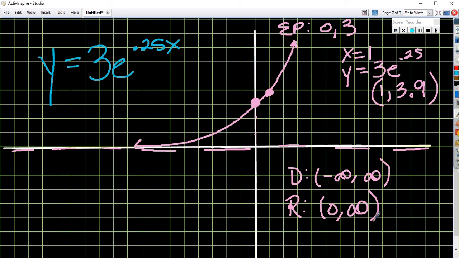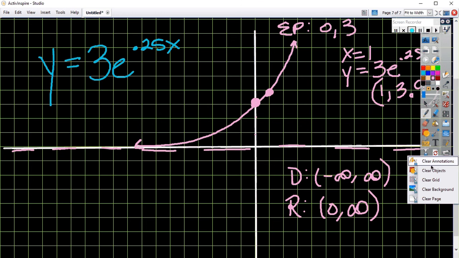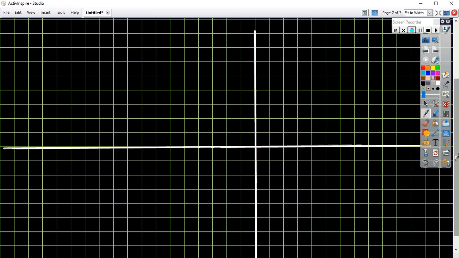Let's do another one. How do we know if we're supposed to use brackets or parentheses? Brackets are inclusive, parentheses are exclusive. If it can be that point, you put a bracket. If it cannot be that point, you put a parenthesis. When we had parabolas, it could be that bottom point. That's why it was a bracket. Asymptotes by definition is what it approaches.